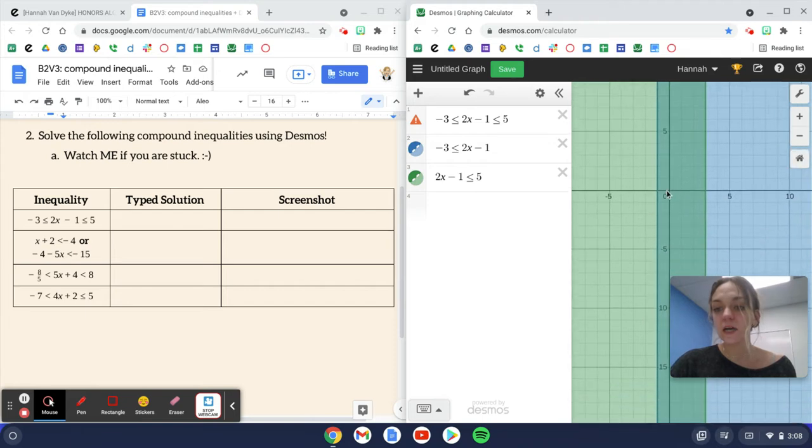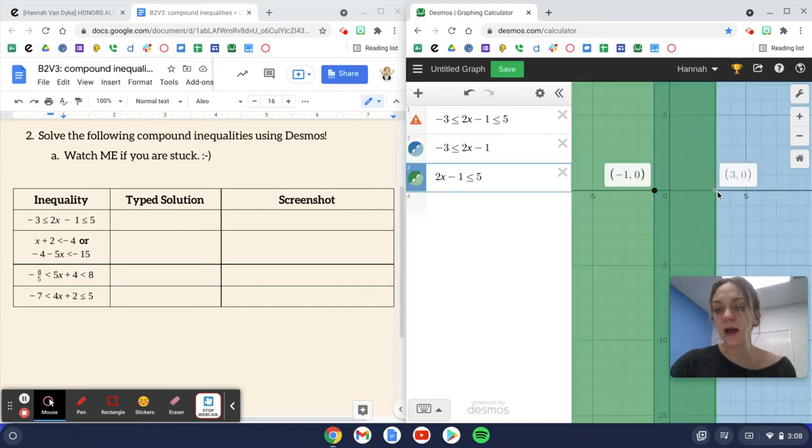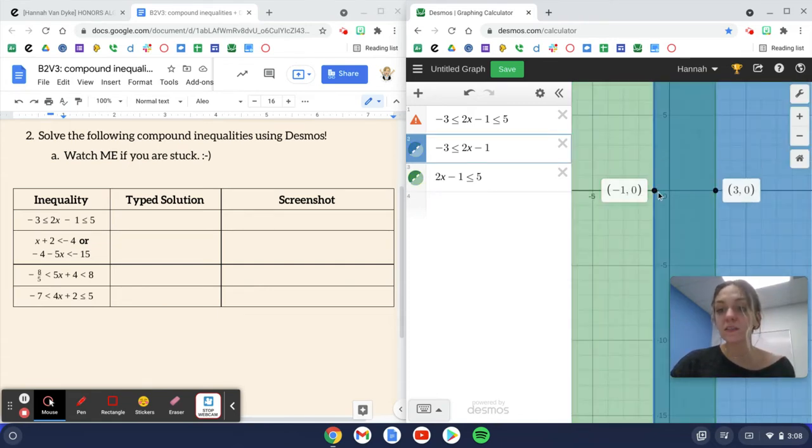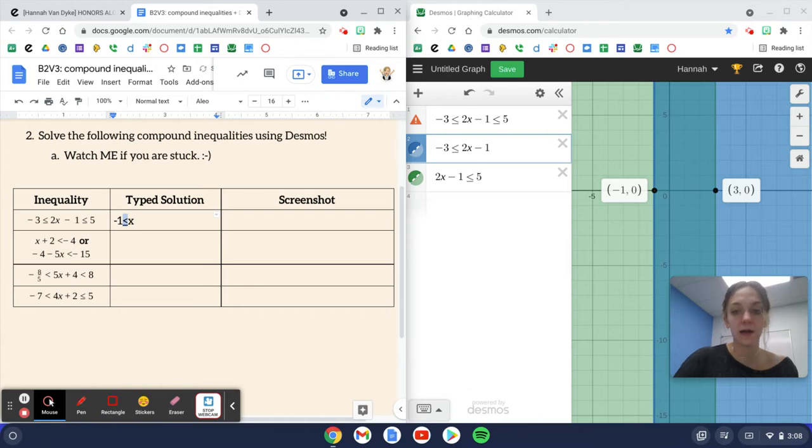Now, Desmos does the work for me. I can see that I have a point at -1 and at 3. And where my region is double shaded with the blue and the green, that's my solution. So I start at -1 here. This is a solid line, so that means I'm going to have -1 is less than or equal to x.